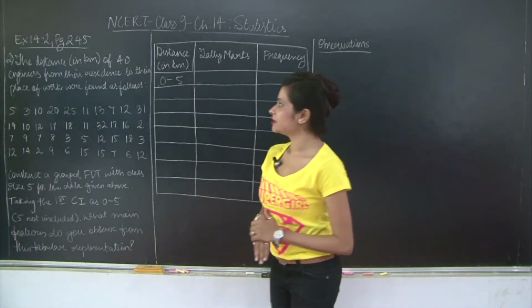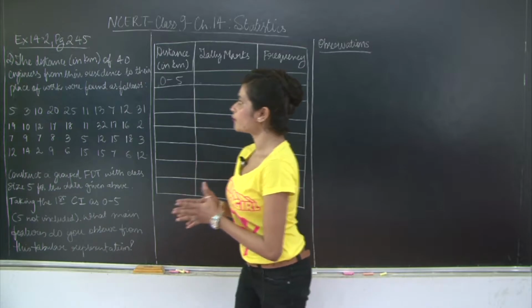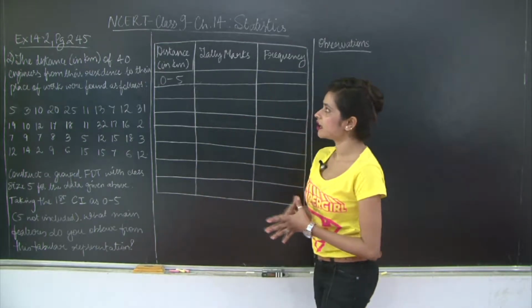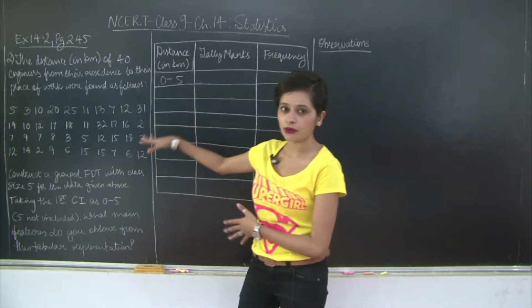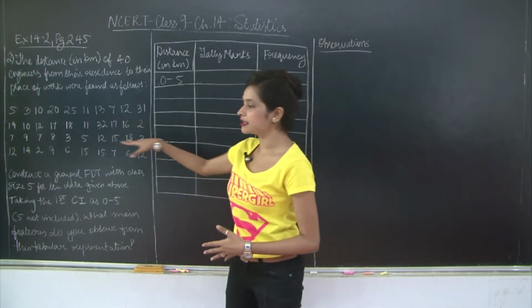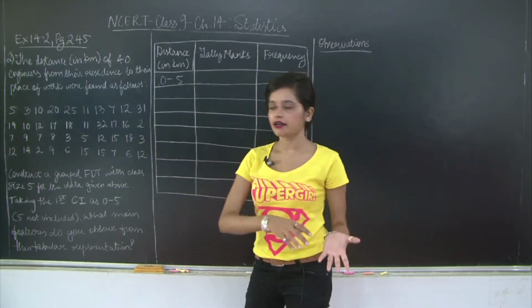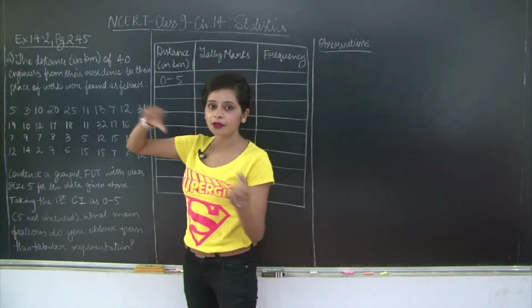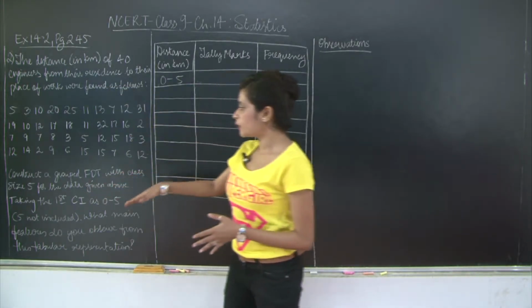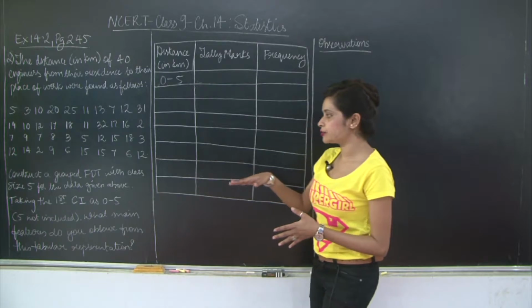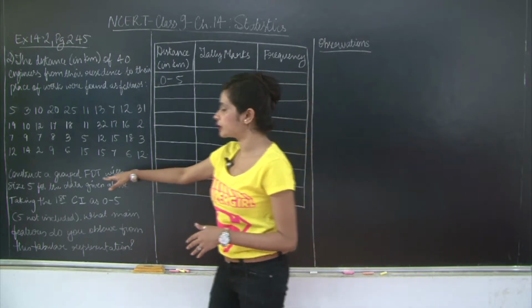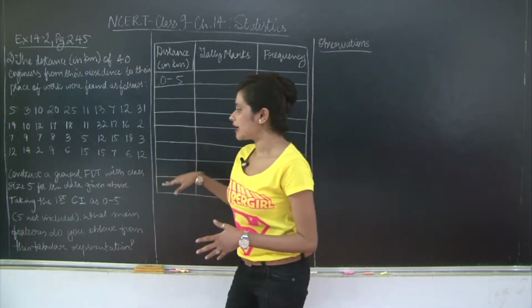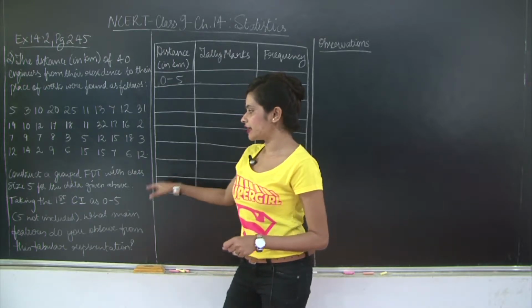The second question: the distances in kilometers of 40 engineers from their residences to the place of work are found as follows. So these are the distances in kilometers of the engineers from the place of work to their homes. Now we need to construct a grouped frequency distribution table. So FDT is for frequency distribution table, with class size 5 for the data given above.